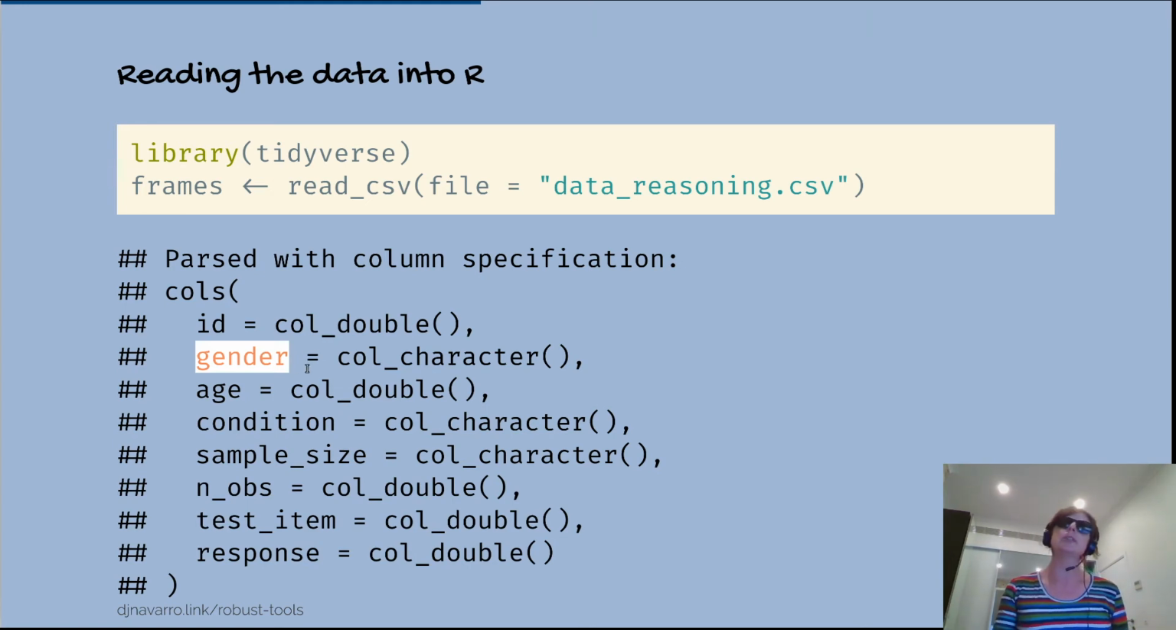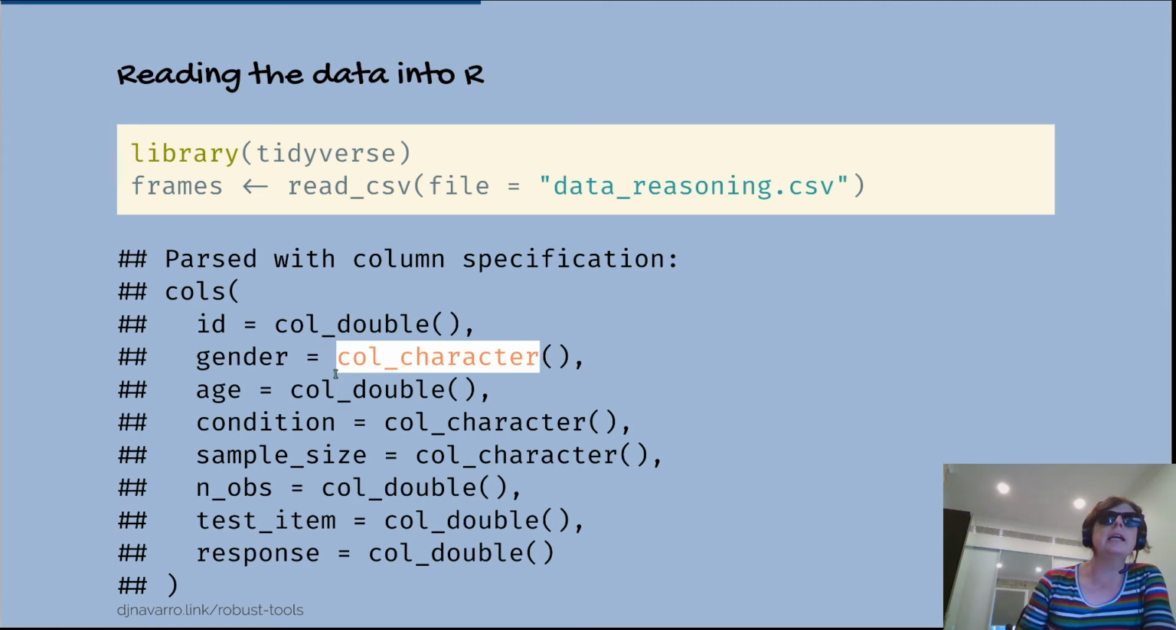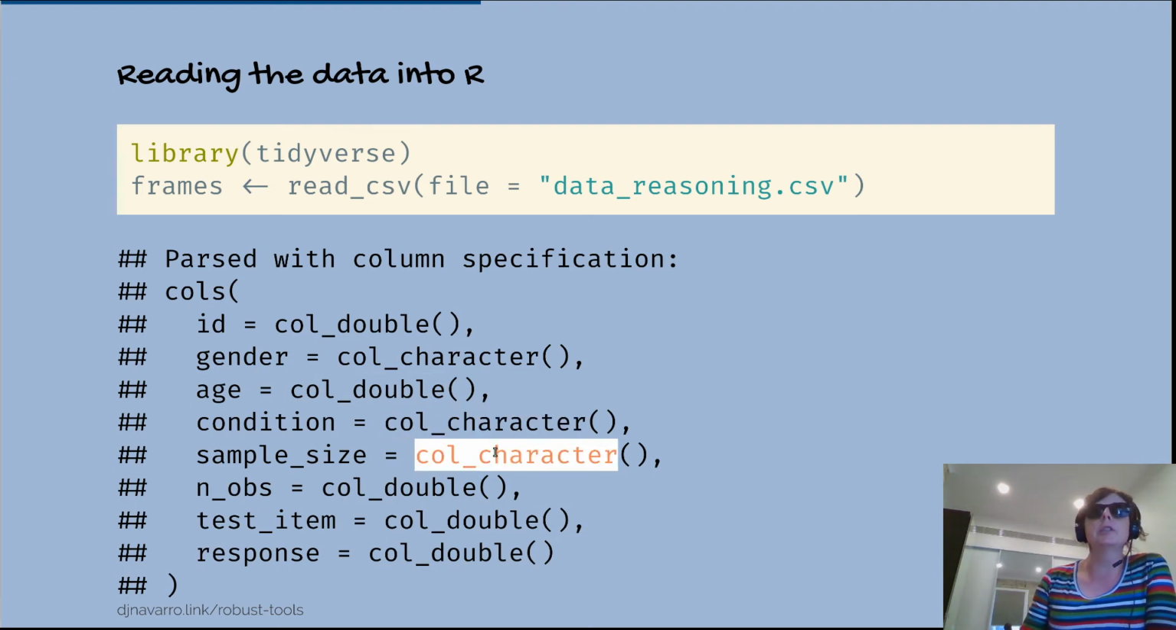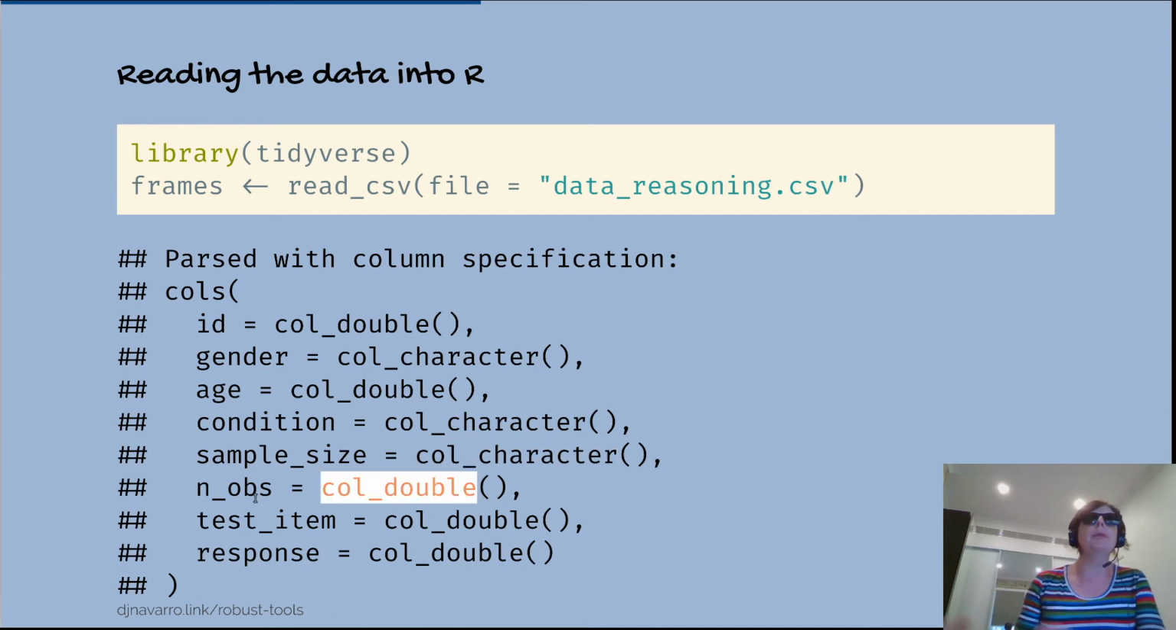Anyway, moving on. Gender is just free text, and it's guessed that gender is character. Age is a number, condition is a character, sample size is character, because that's the data variable that says, is this small, medium, or large? The number of observations that made up the sample size, this is the number of rocks the participant had seen, not the number of people in my experiment.